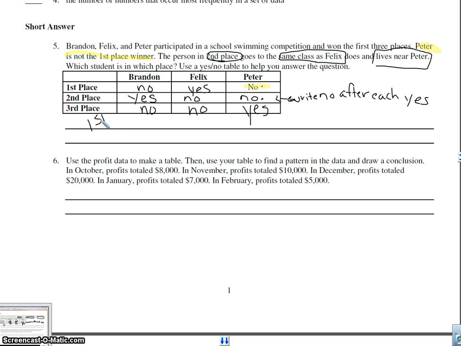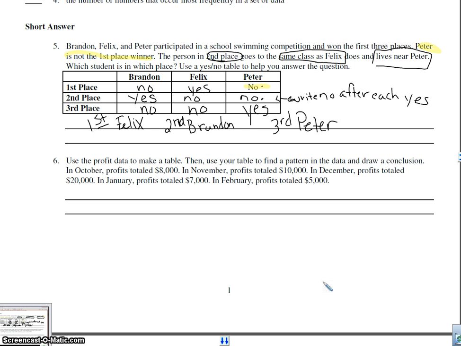So then your answer is first is Felix. Second is Brandon. And third goes to Peter.